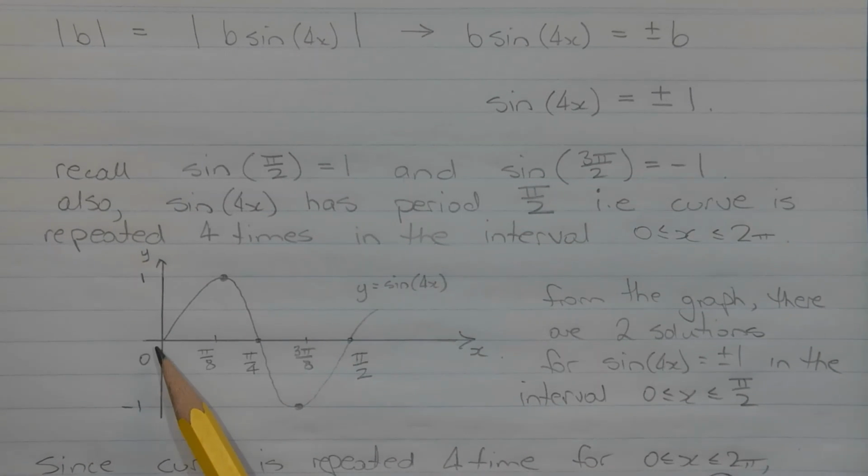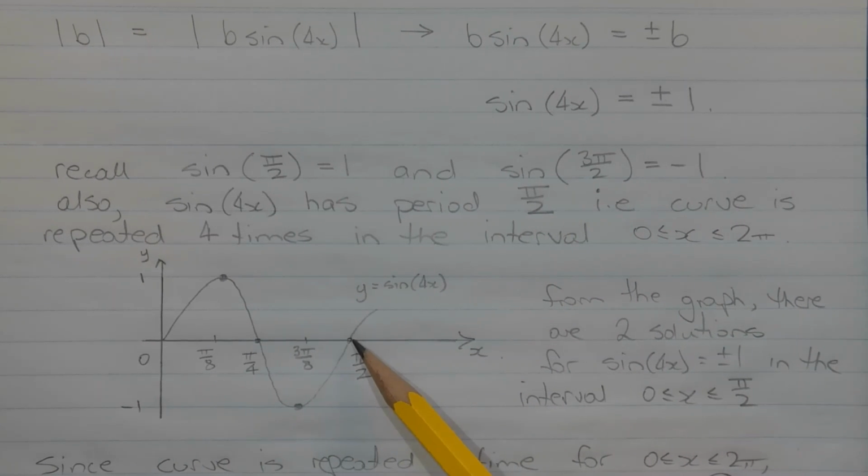And that's in the interval x greater than or equal to 0 and less than or equal to pi over 2. So in that interval, sine 4x equals 1 when x equals pi over 8, and sine 4x equals negative 1 when x equals 3 pi over 8. So from the graph, there are two solutions for sine 4x equals plus or minus 1 in the interval x greater than or equal to 0 and less than or equal to pi over 2.